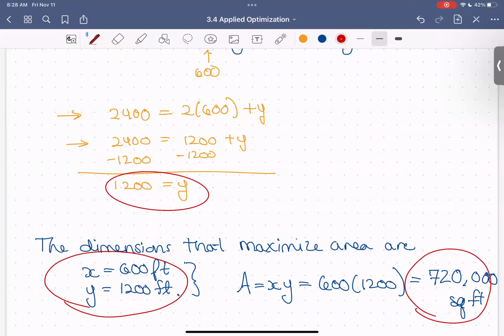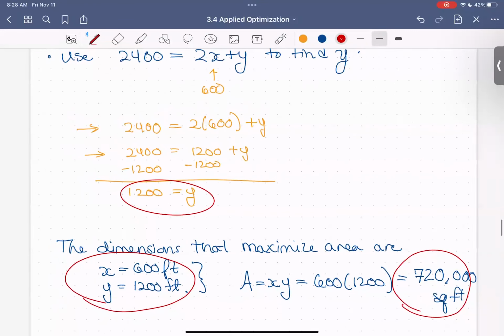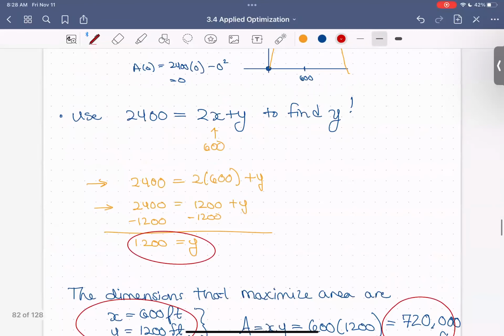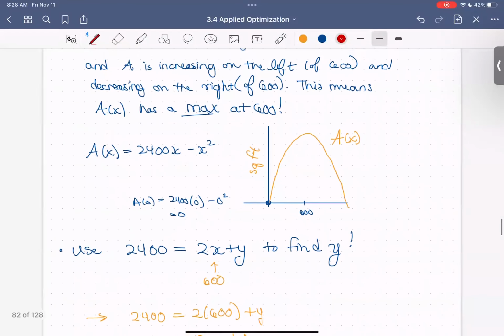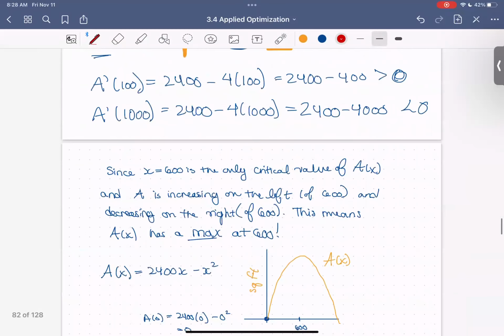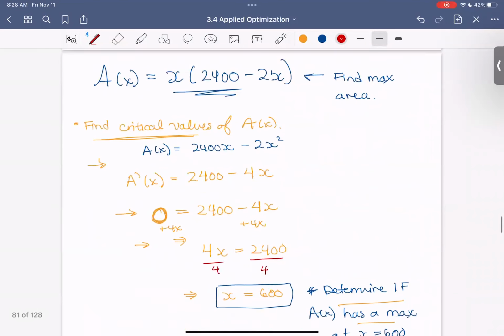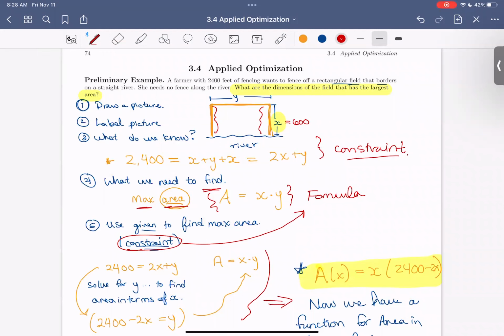Awesome work, everyone. So at this point, please pause the video and rewatch any parts of this preliminary example to start feeling more comfortable doing problems and calculations like this. Awesome. In the next video, we're going to go over those key steps in optimization problems.